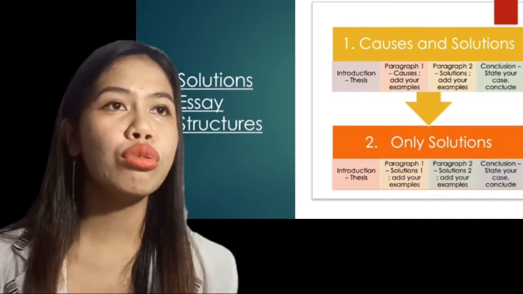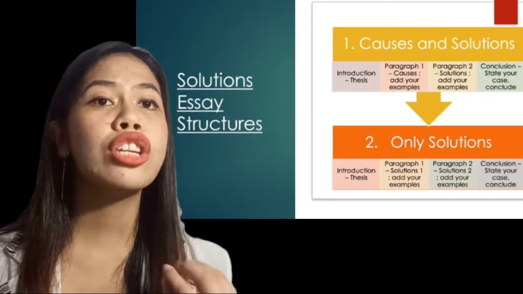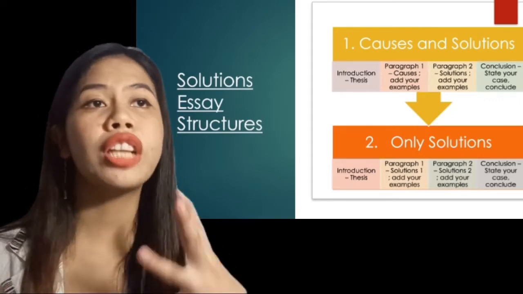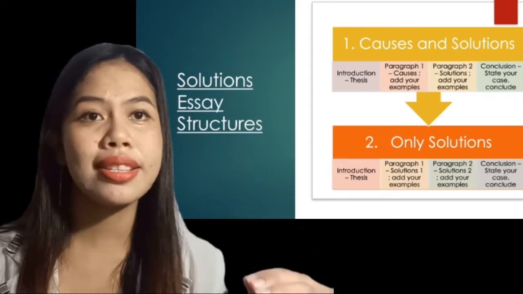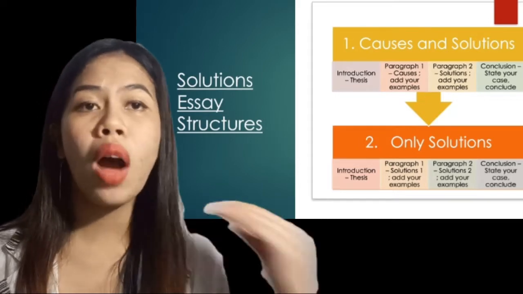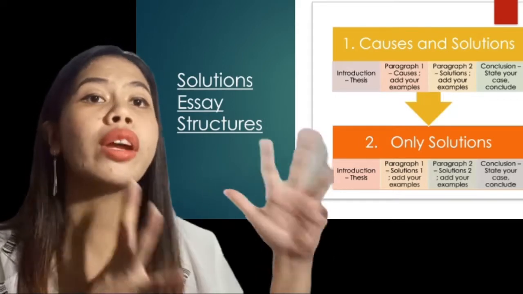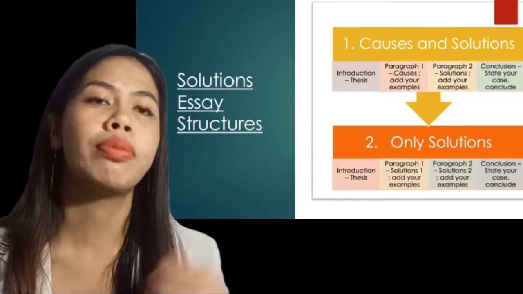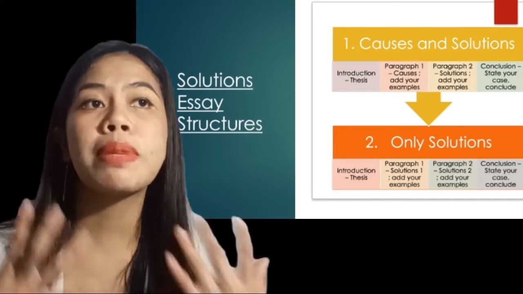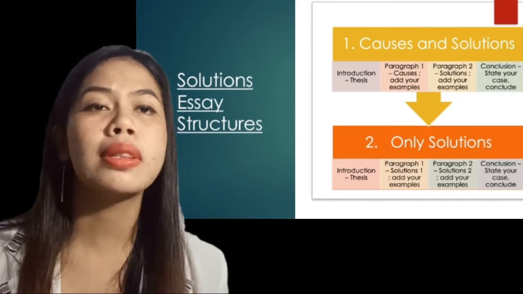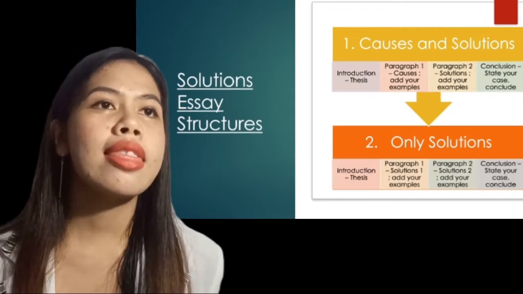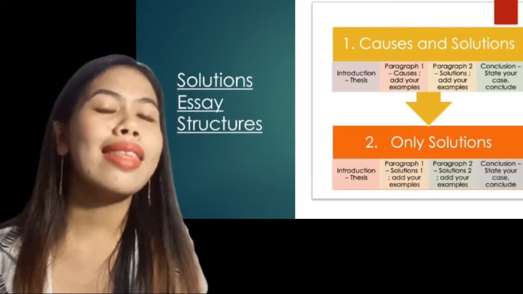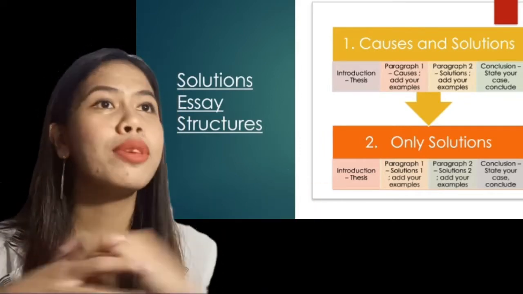For the causes and solution, in the introduction part, you need to state your thesis, as what we always do. And then for the first paragraph, after the introduction, you need to state there the causes of why the problem occur, and then you add your examples. For the second paragraph, you need to state there the solution of the problem, the solutions for that specific problems, and then you add your example of the solutions. And then for the last part, which is the conclusion, you need to state your case again and then conclude everything to wrap up your essay.